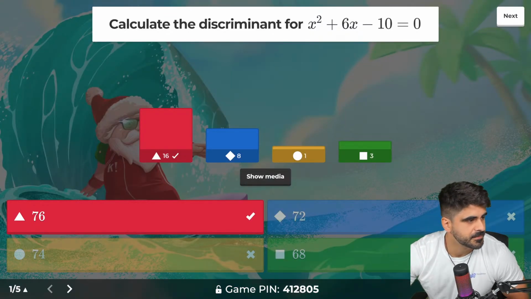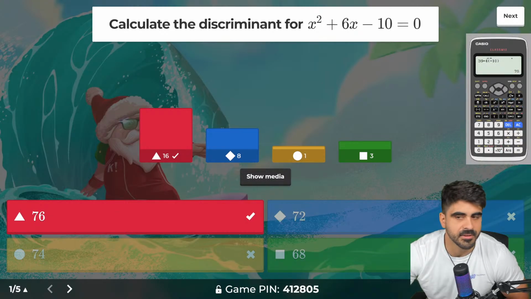So here, just typing that in. B squared, that's just 36 minus 4. A is 1, C is minus 10. So, you know, I skipped some bits there just for quickness, innit?